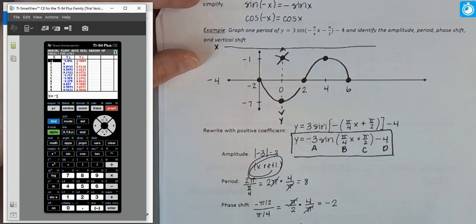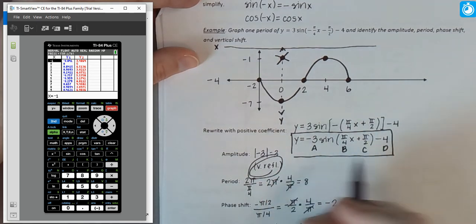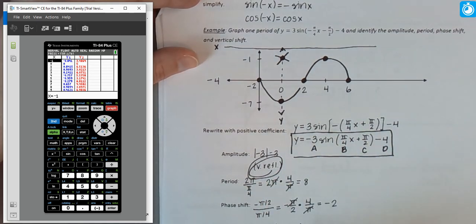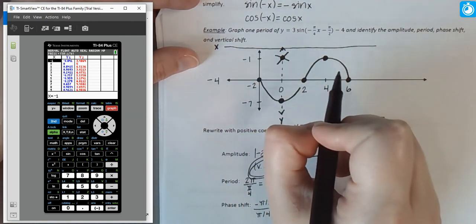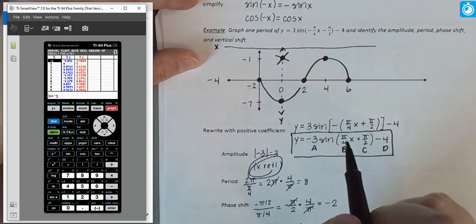So do something other than what I did. Make sure you box in this altered version of your equation before you start working so you don't make the mistake that I just did. So this point does not exist. This is going to be our actual graph.